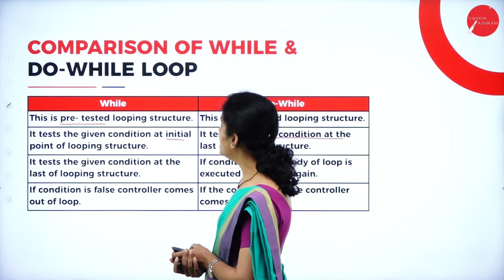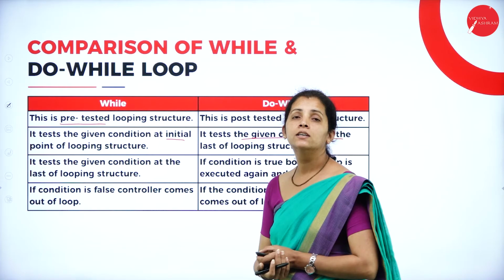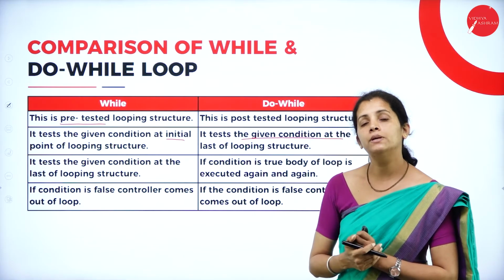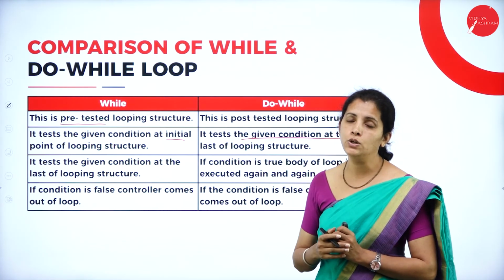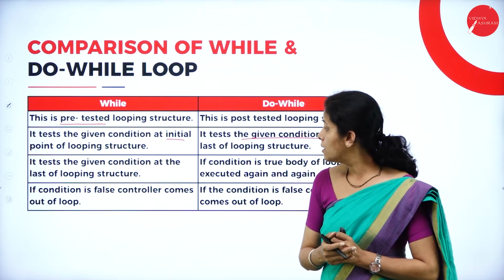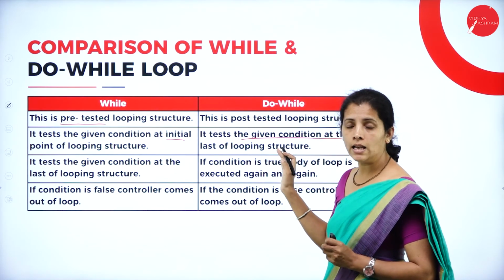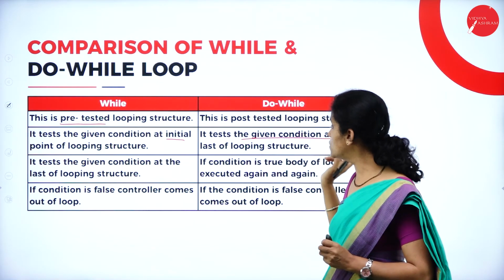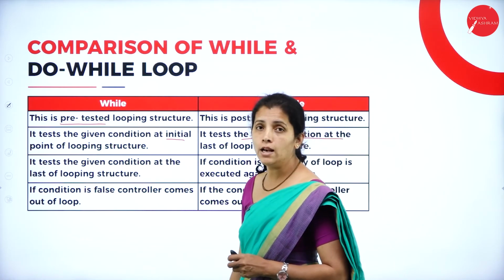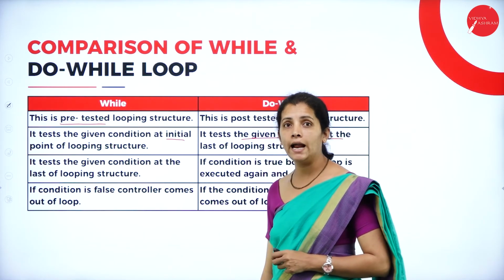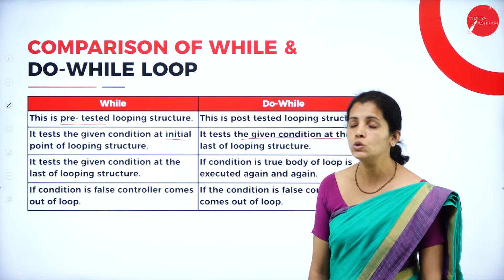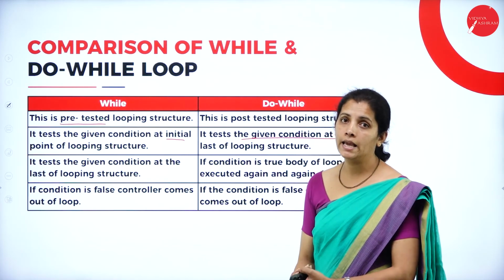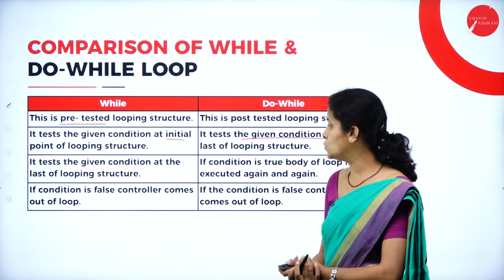Then if the given condition is false, this looping construct won't execute any statement. That means the control is directly transferred to the next structure. But if I consider do while, if the given condition fails, it is still going to execute at least once. And if I consider the while loop, it's going to execute again and again until the given condition is true. Here also, in my do while, it's going to execute again and again until the given condition is true.